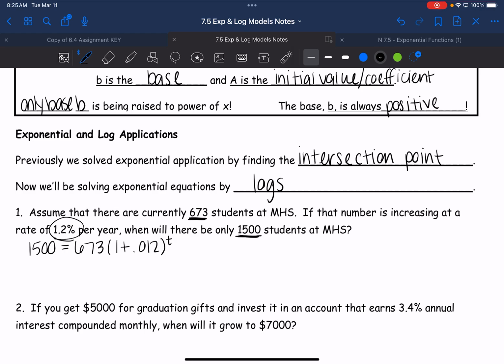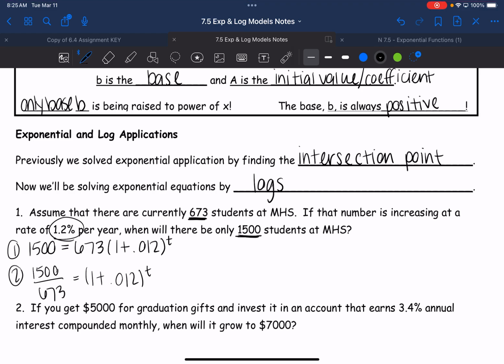All right, so previously what we had done is we would divide both sides by 673, right? So we would go from this to 1,500 over 673 was equal to 1 plus 0.012 raised to the t, right? And that's all we were able to do because we hadn't even practiced rewriting exponential in logarithm form or vice versa, right? Okay, but now I do know how I can rewrite this as a logarithm, right?